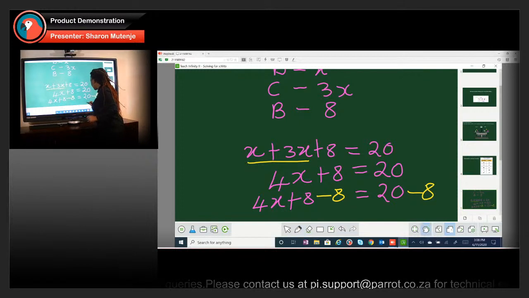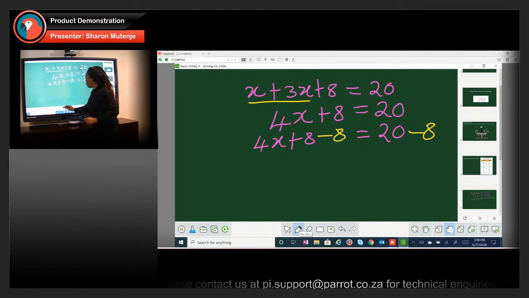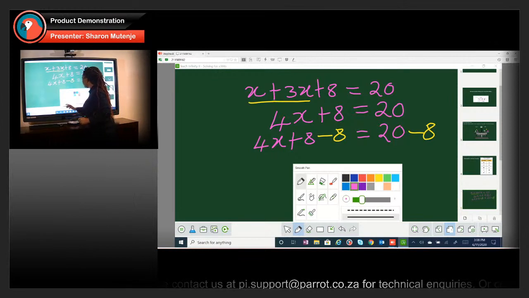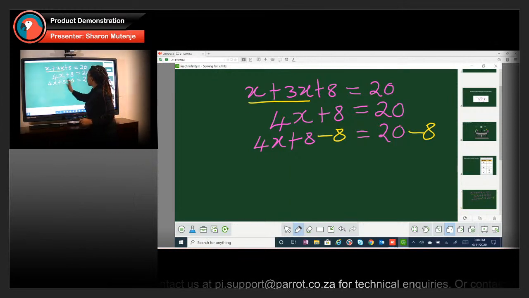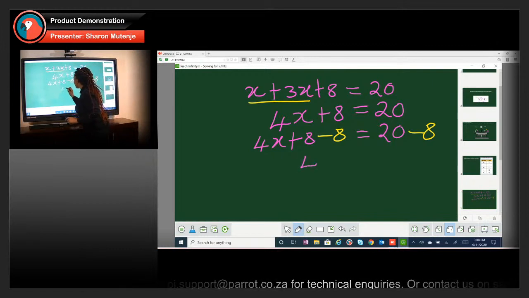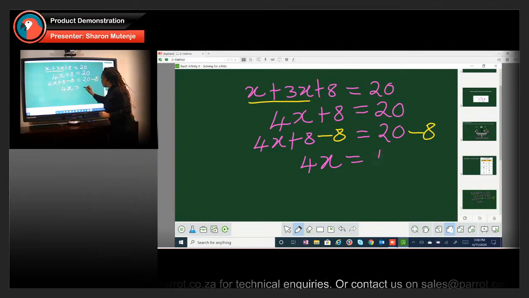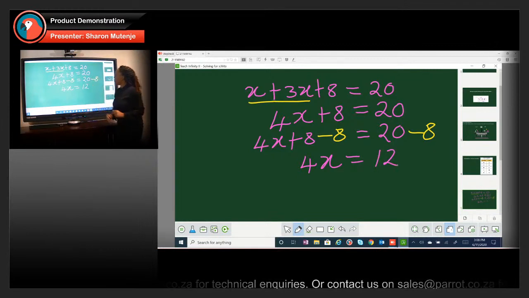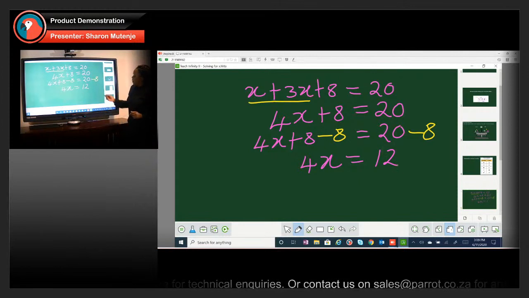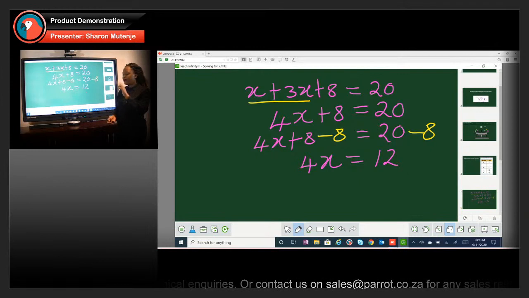Let's have more space there. So now, it now means 8 minus 8, it gives us 0. So I'm now left with 4x is equals to 20 minus 8, it gives us what? 12. Right. 4x is the same as 4 times x.